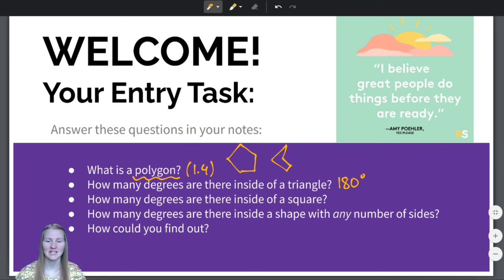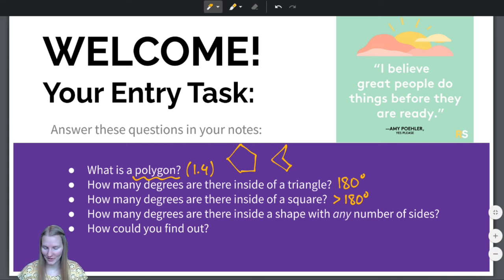And how many degrees are there inside of a square? Were you able to answer this? Did you have a guess? Could it be 180? Could it be the same number of degrees as a triangle? Does it need to be more than a triangle? What did you think? Maybe you said something like more than 180, but you don't know? That's okay, we're going to learn about that in this video.